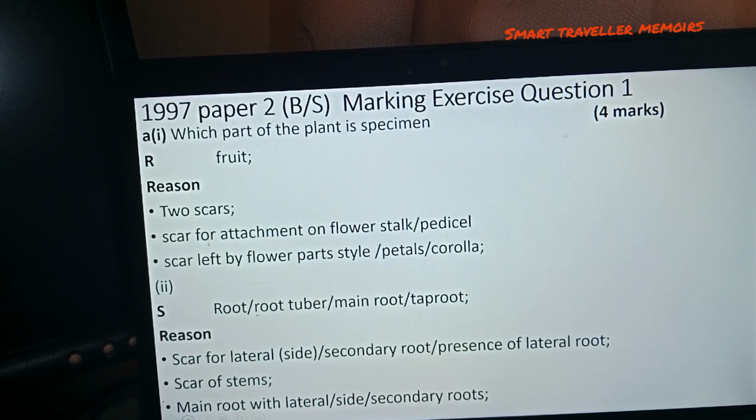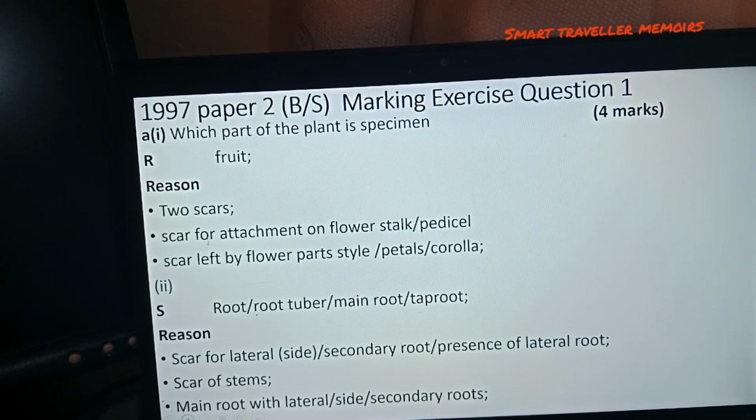Now, we are through with the questions. The next thing is now to look at how we as examiners marked this question. Remember, guys, I participated in this marking.